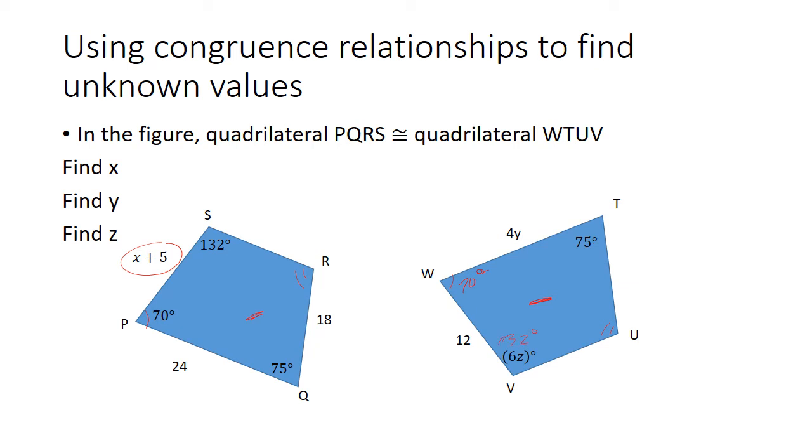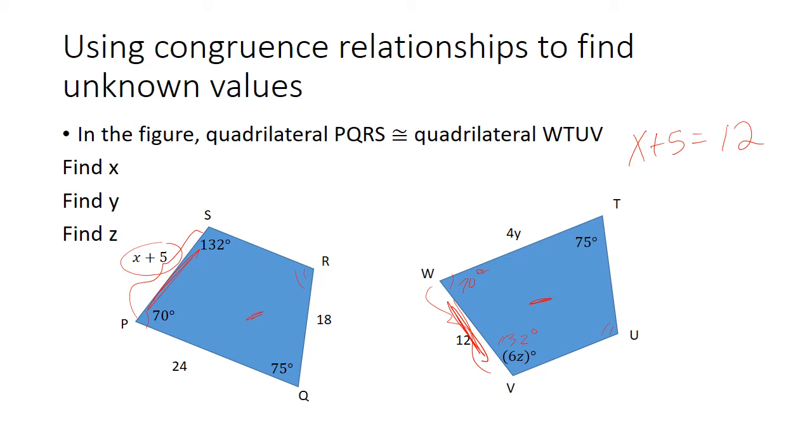Okay, so the side that is between P and S is like the side that is in between W and V. Okay, so this side is congruent to this side. So we can solve for x in that case. So x plus 5 has to be equal to 12 because this side is equal to this side. All right, so we can solve.